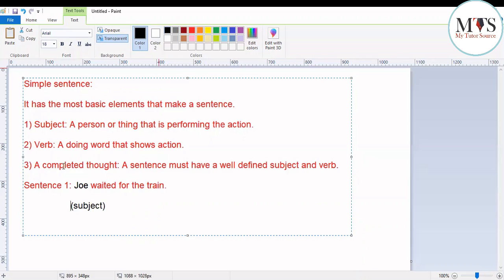Can you identify a verb in this sentence? A verb. Can you identify a verb in this sentence? Train. Okay, so just verb. Oh, verb. Waited. Very good. Yes, that's right. So the verb is waited.